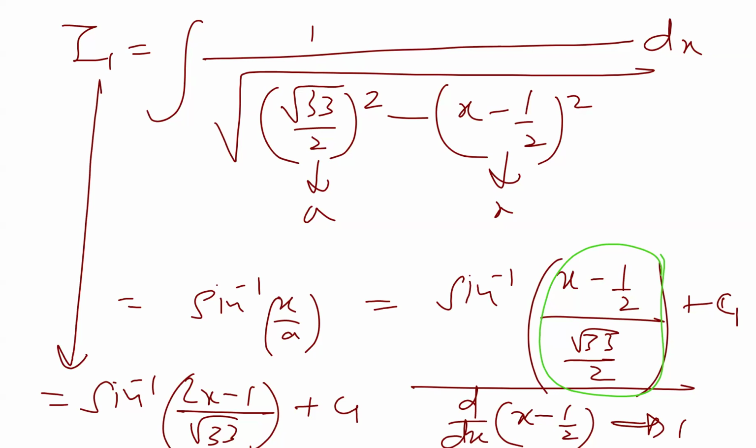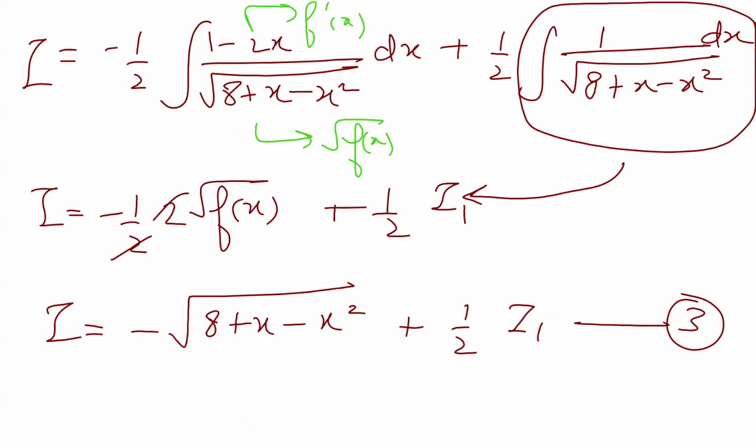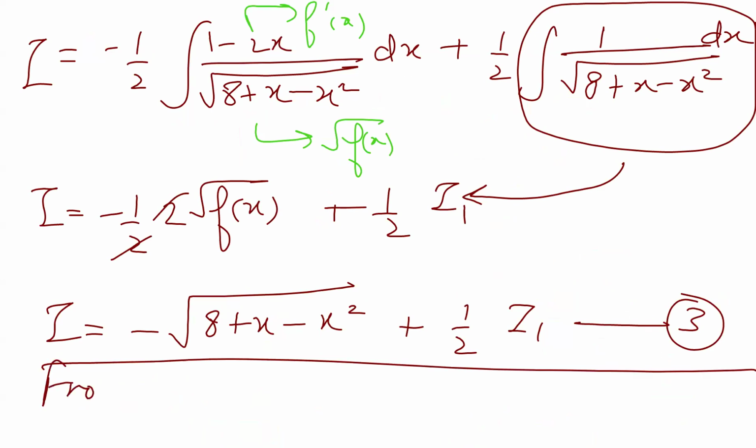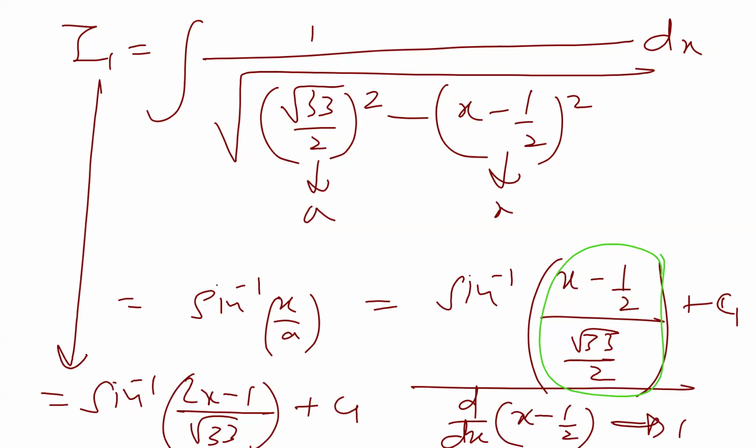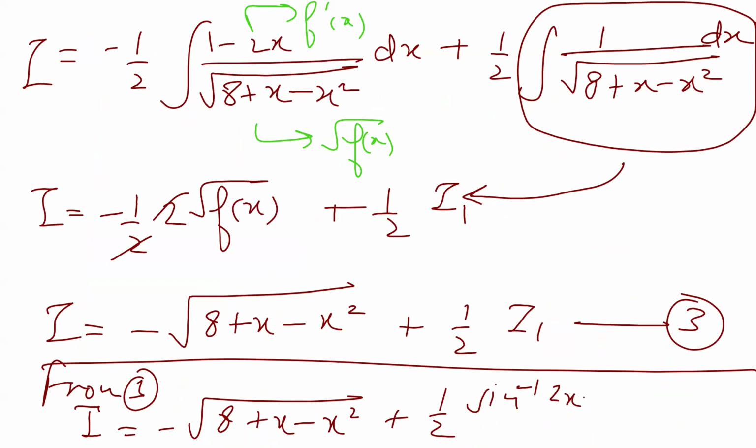Now put the value of I1 in equation number 3. I'll show you equation number 3. This is 3. So from 3, I'm writing the last step over here itself. I is equal to minus root of 8 plus x minus x square plus half sine inverse of, I'm writing the value of I1, sine inverse of (2x minus 1) upon root 33 plus c. This is the final answer of this particular question.